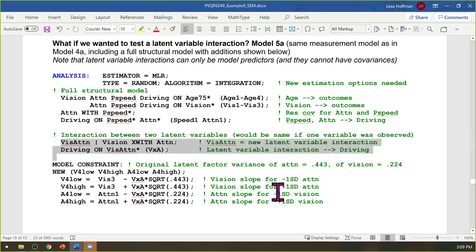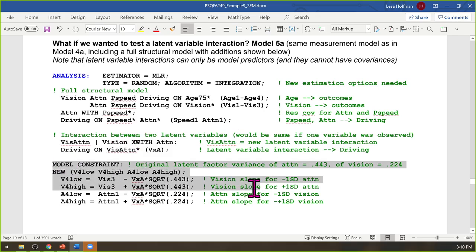So this is what's known as a latent variable interaction. It is not you multiplying anything together. You are asking it to do it. And so I am creating a new latent variable that I'm naming viz attention using this syntax right here. The bar defines new latent variables. We use that in multi-level modeling within Mplus, and then the magical command XWITH defines the latent variable. And then I put that new interaction term into the model as a predictor of driving.